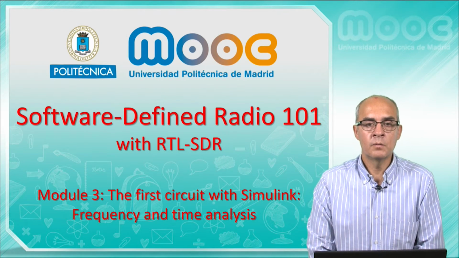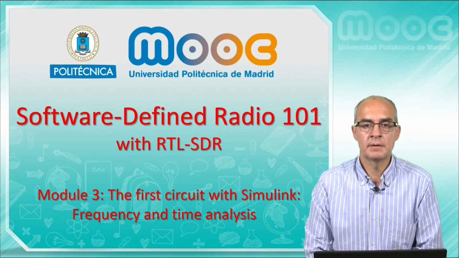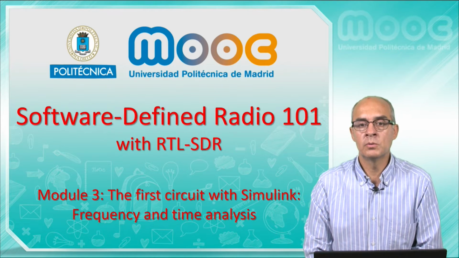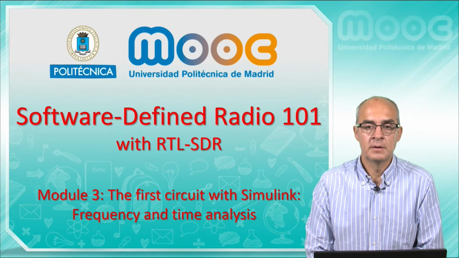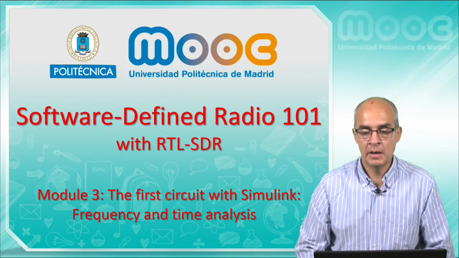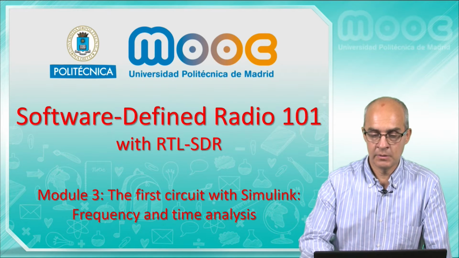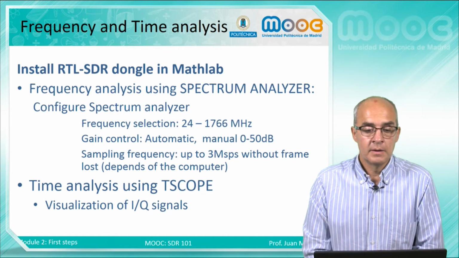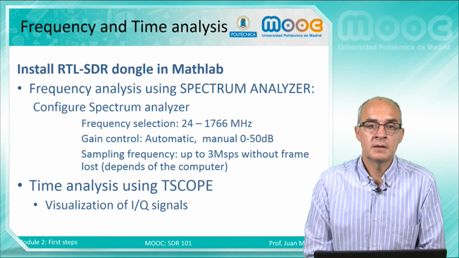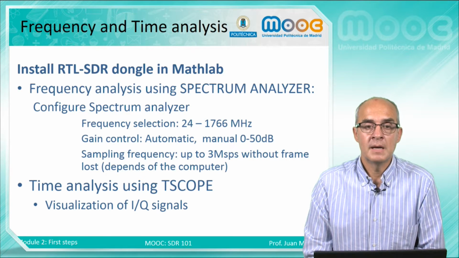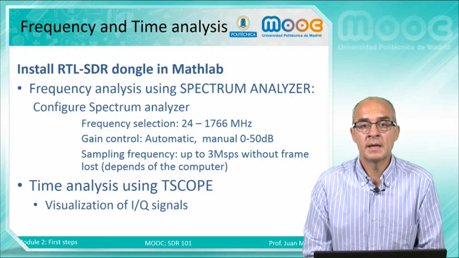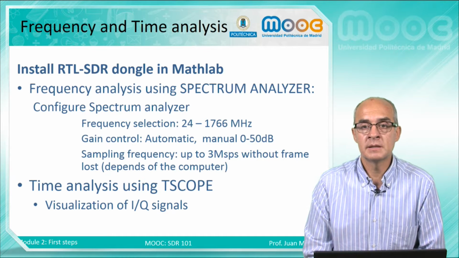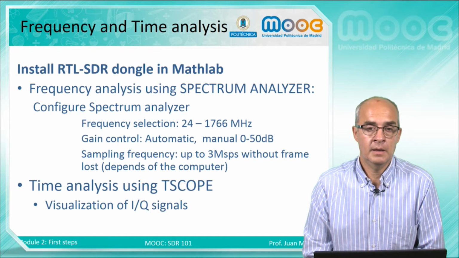Hello again. In this third module we are going to see the first circuit you are going to build with Simulink. The first circuit will be a frequency and time analysis using the RTL SDR dongle. The first thing is to install, of course, the RTL SDR dongle in MATLAB, and then we will make a frequency analysis using a spectrum analyzer block. Then we have to configure the spectrum analyzer.